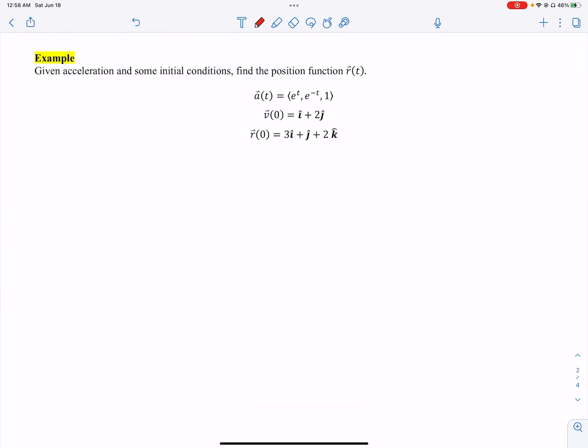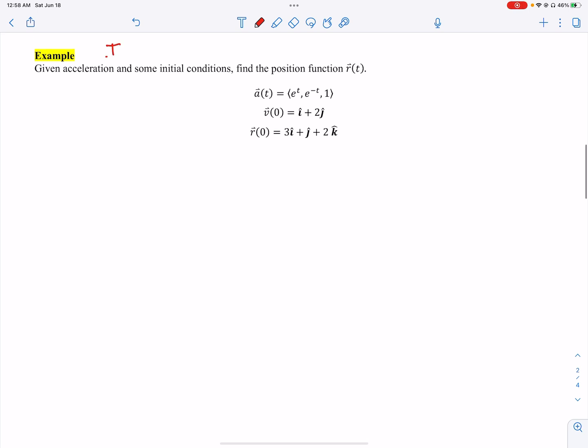All right, let's try this example. Given now, we're going to work our way backward. This is what we called earlier an IVP. So given acceleration and some initial conditions, find the position function. So we're working backwards now. I have a of t, and now this is going to require integration. If I want v of t, it is the integral of a of t dt.